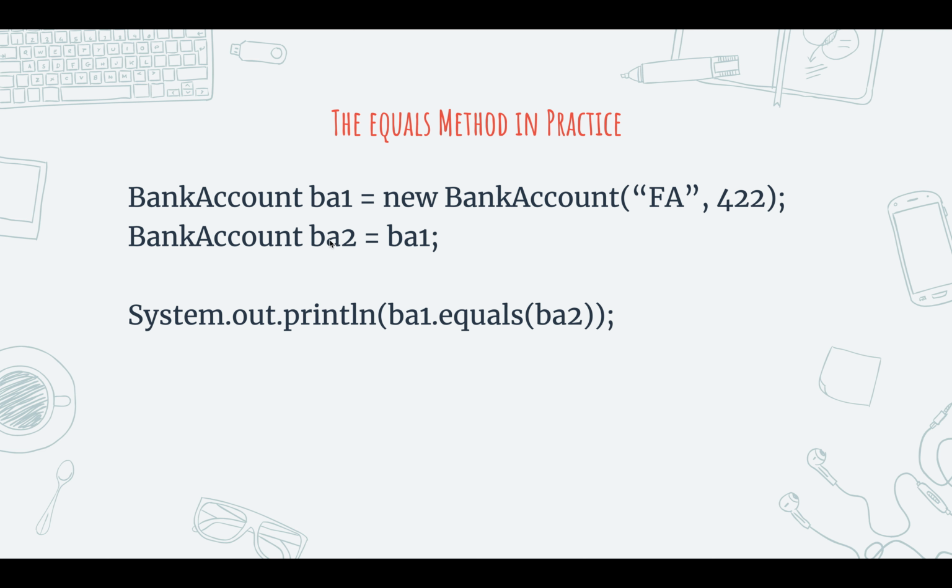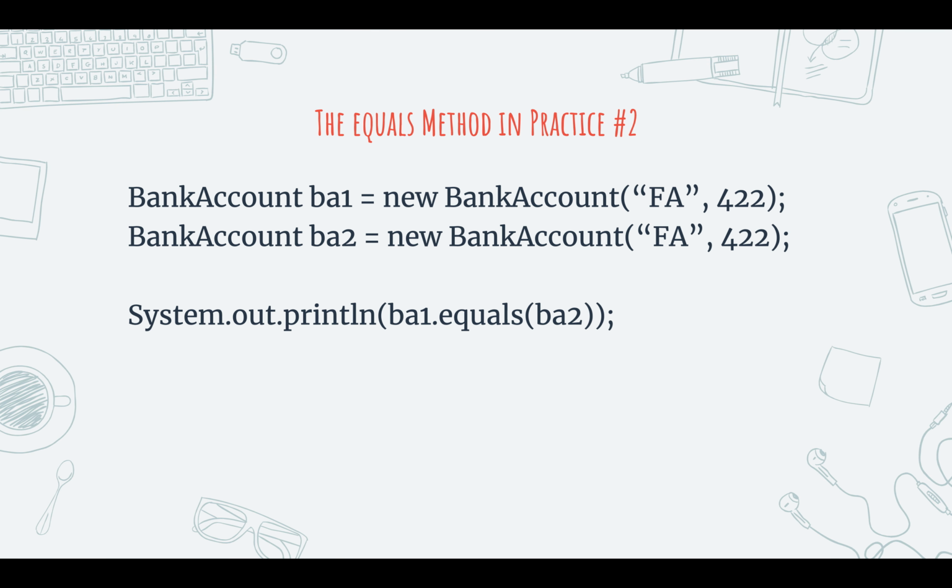But what BA2 does is that it doesn't create a new bank account because we don't create it through a new constructor. We simply point to BA1. It doesn't create a new bank account, meaning that only in these two statements, only one memory location was allocated for this bank account. And BA1 and BA2 are pointing to the same memory location. So if we invoke the .equals method of the object class, then it will return true because these are ultimately the same object because they are pointing to the same object.